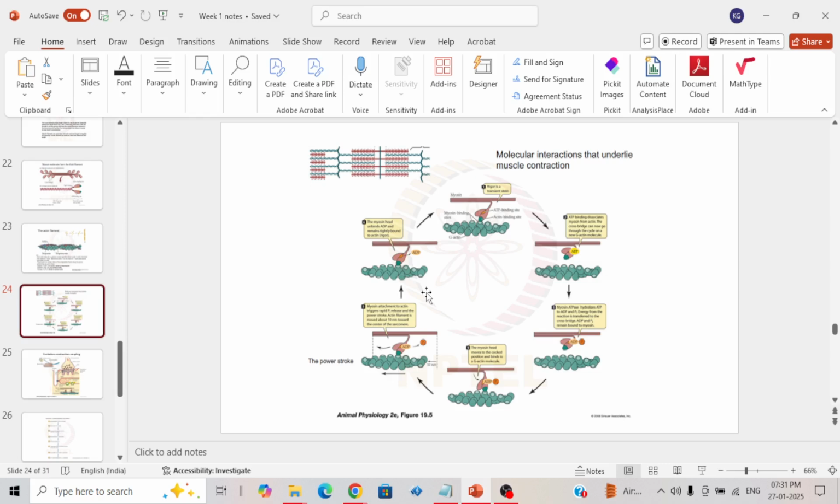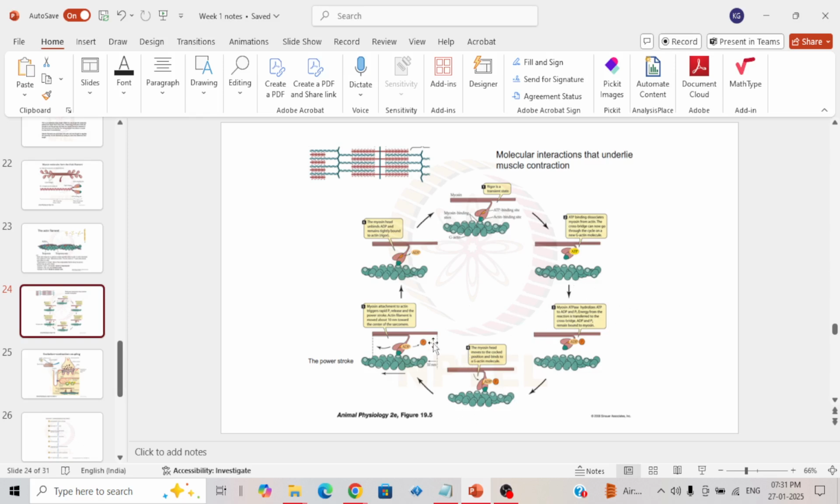What is a power stroke? Ma'am, when ATP binds the myosin, it starts to bind the actin molecule to move towards the H band. After that, it relieves. That's the power stroke. No. This is all the binding of the myosin to actin.